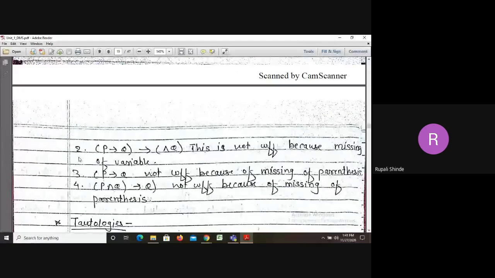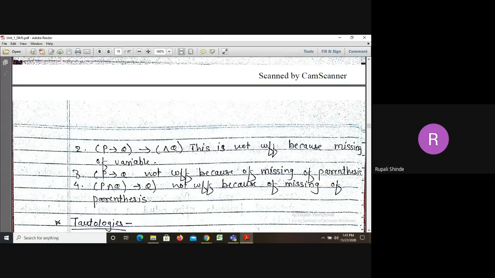So again, if you consider this second example, this is also not a well-formed formula, because here the first bracket is fine. This is a well-formed formula. But if you consider this second bracket, this AND operator is applied to Q only. But here there must be another variable at this place, because the AND operator can be applied on a minimum of 2 variables, but here only 1 variable is there. So this is not a well-formed formula, and the reason we can give is missing variables.